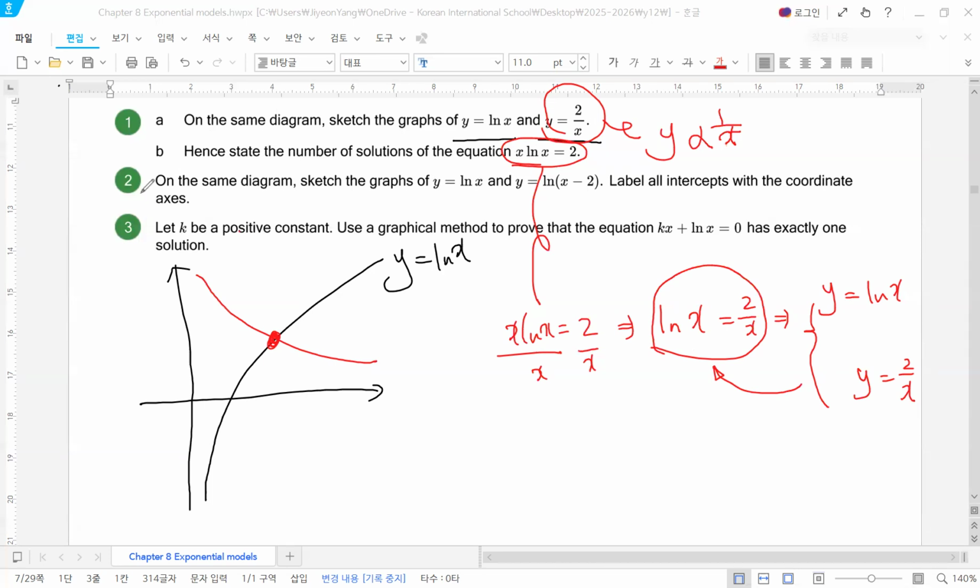And Ferdinand, please read question number 2. On the same diagram, sketch the graph of y equals ln x and y equals ln(x minus 2). They will all intercept with the coordinate axis. Okay, students, please, by using your calculator, draw these two graphs.